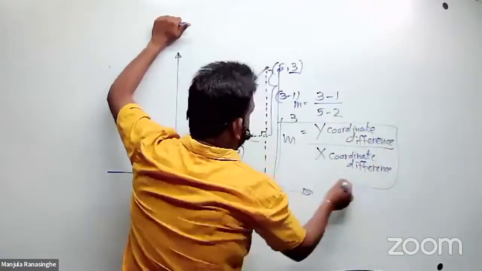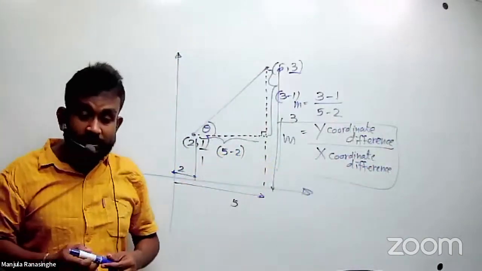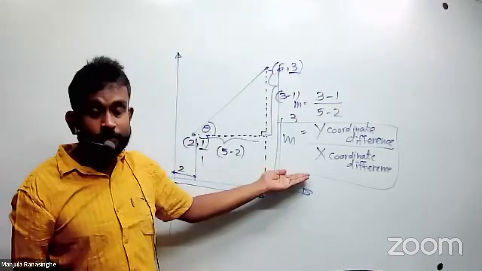So what is the gradient? Y coordinate difference over x coordinate difference. So this is the gradient.